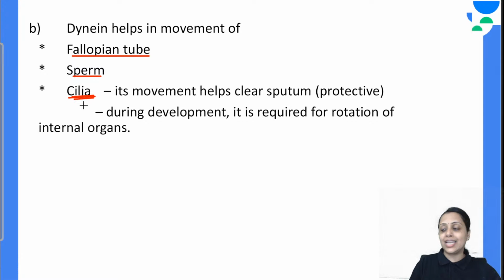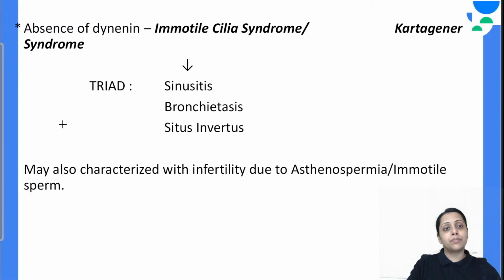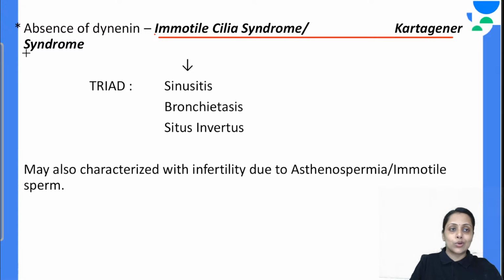What happens? Due to the ciliary movement, sputum is cleared from our nasopharynx, and they are also responsible for rotation of internal organs. So whenever there is absence of this dynein, what happens? The fallopian tube movement will not be there, sperm movement will not be there, and ciliary movement is also not there. So the most common syndrome out here is immotile cilia syndrome, which is also known as Kartagener Syndrome. This Kartagener Syndrome consists of a triad of sinusitis, bronchitis, and situs inversus.